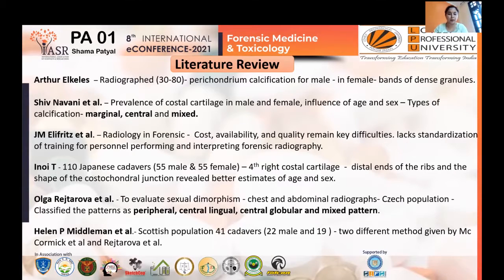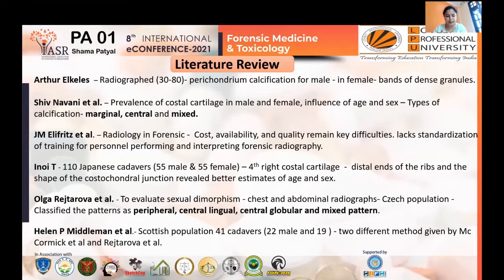Now, review of literature for my study. First of all, Arthur Elkeles in 1966 radiographed 2606 patients in the age group of 30 to 80. His findings showed perichondrium calcification predominantly in males and dense bands of granules in females. Steve Navani in 1970 divided the calcification pattern in three groups and also studied its influence on age.